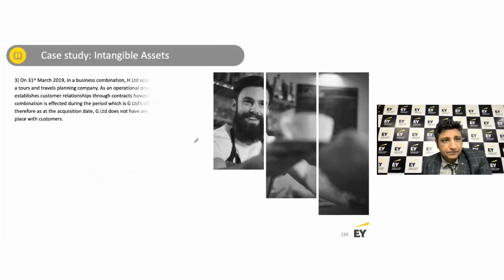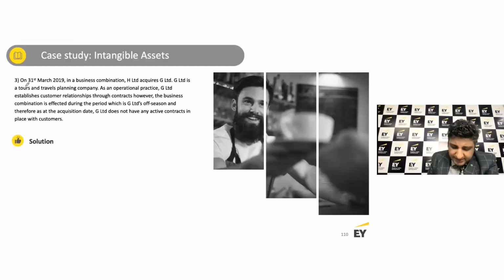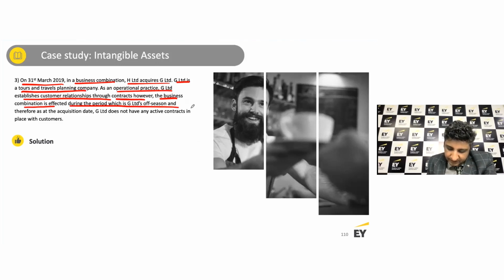Okay, let's have a look at another scenario. It says that on the 31st of March 19, in a business combination, H Limited acquires G Limited. G Limited is a tours and travels planning company. As an operational practice, G Limited establishes customer relationships through contracts. However, the business combination is affected during the period which is G Limited's off season, and therefore it does not have any active contracts in place with customers. Now, do you believe that such kind of customer base or the customer relationships qualify as meeting the separability criteria?